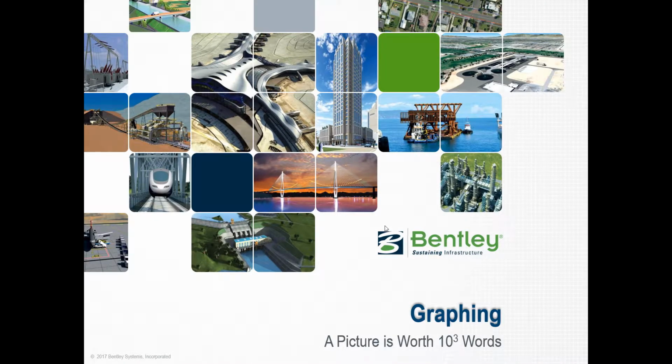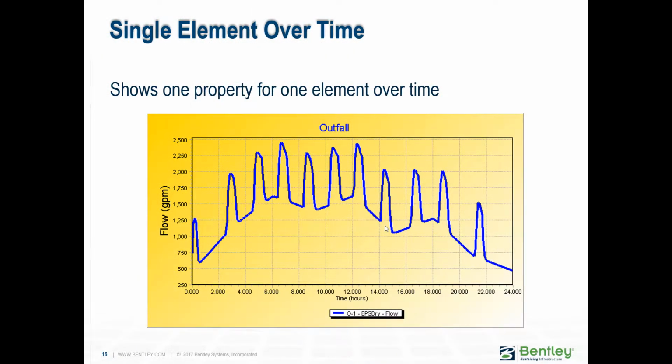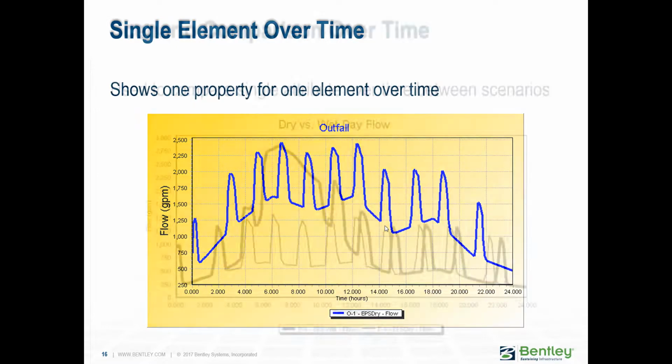All right, so that was a brief overview into the dynamic solvers. I know we did some graphing before, but I just want to show you what possibilities you have. With graphing, you can show one property, in this case, an outflow. We're looking at the element, which is an outflow, and we're looking at the property, which is flow.